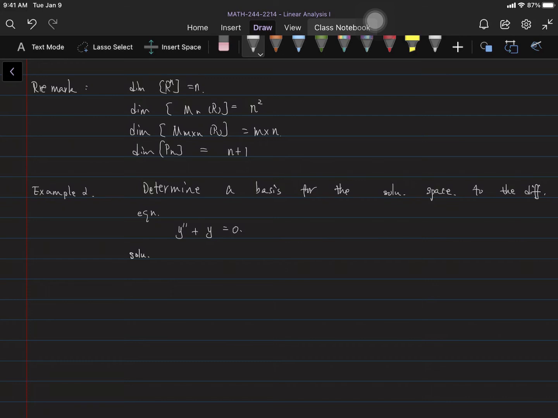The solution to this one is y equals c1 cosine x plus c2 sine x. This is the solution set. So any solution is a linear combination of those two functions, sine and cosine. So we can write them together. This spans the solution space, right?